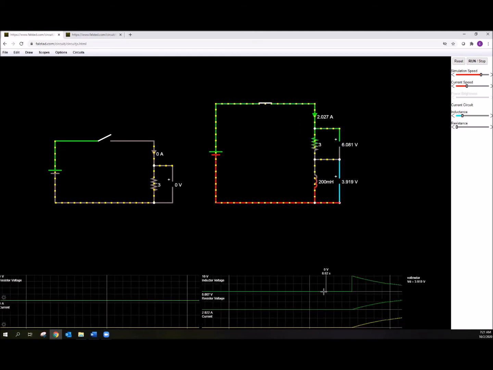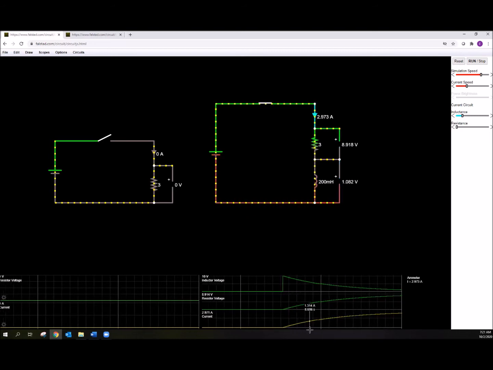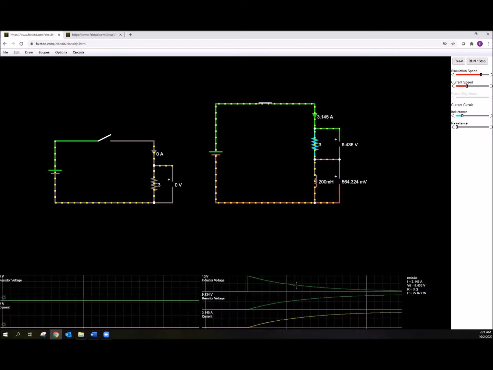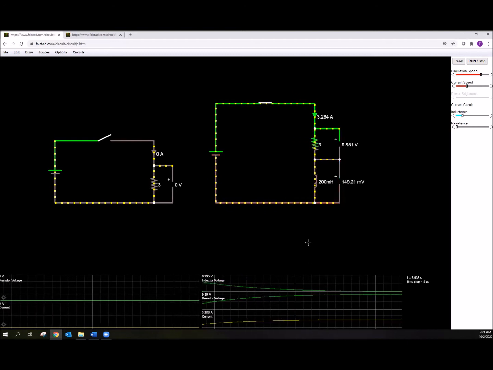Sure enough, we have the voltage of the inductor spike up and decay away. The resistor current and voltage are in sync, they're in phase, and you can see it takes time for the current to spool up.